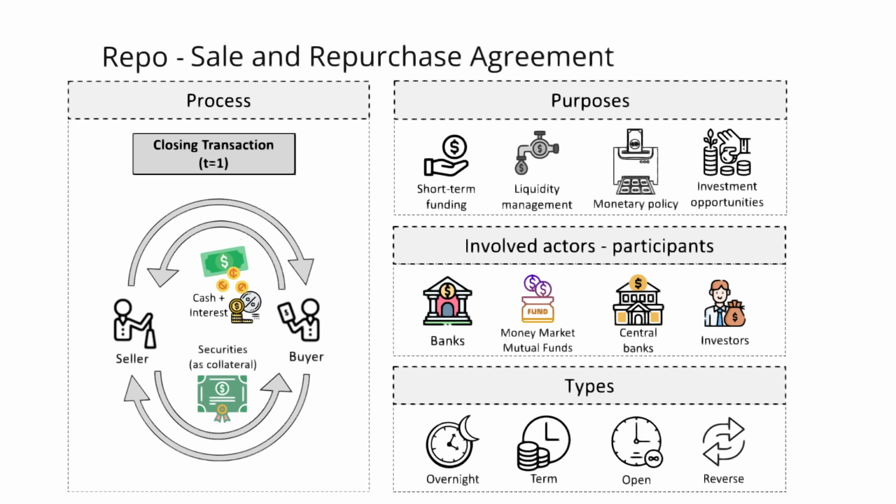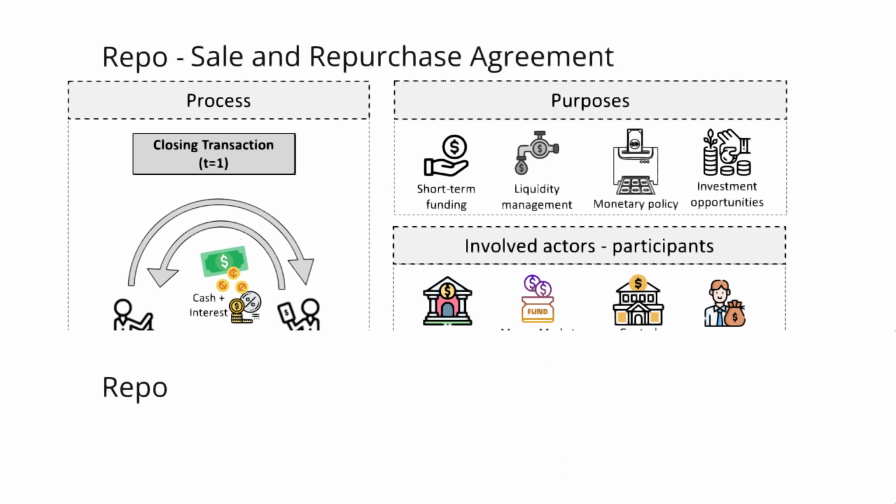These are just a few examples of repo variations, and additional types may exist depending on specific market practices or local regulations. It's important to note that the terms and conditions of repos, such as the interest rate, haircut, collateral, and settlement procedures, can vary based on market conventions, counterparties involved, and specific regulatory requirements. This brings us to the role of the collateral in the repo transaction.